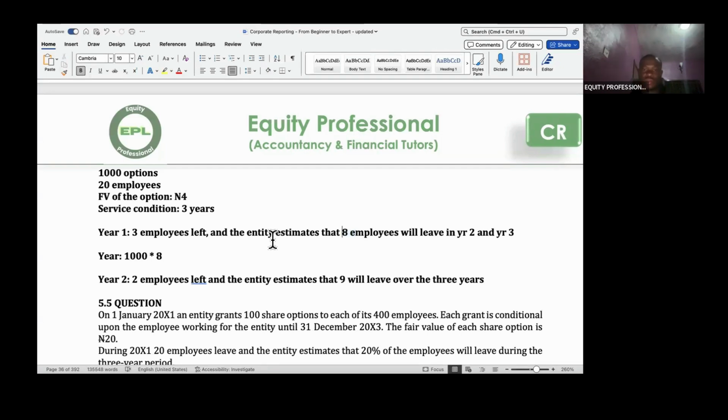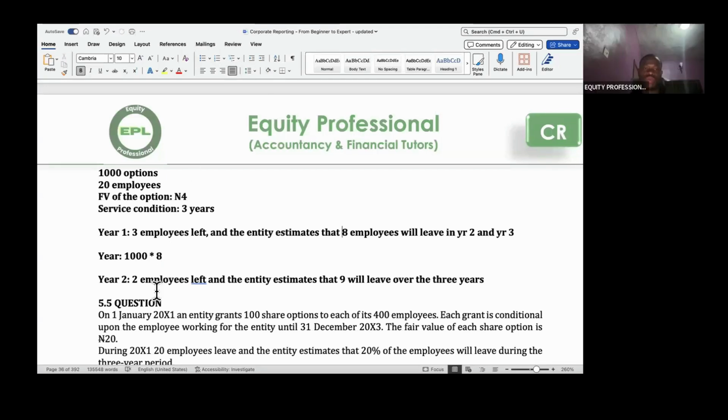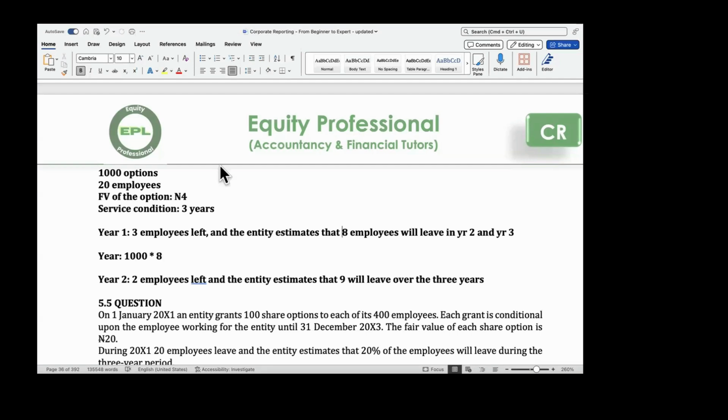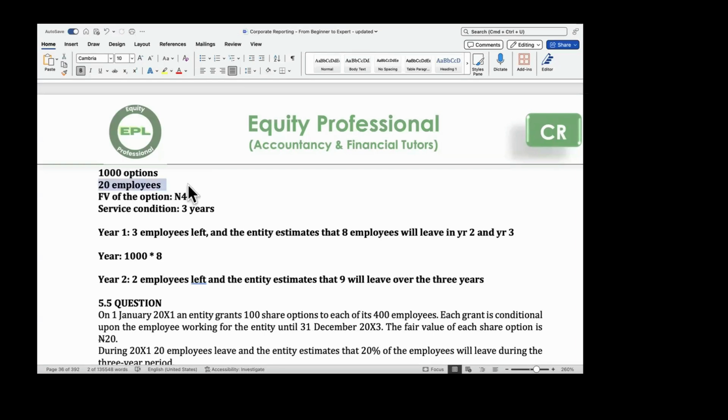Okay, Abidemi, did you get that? Yes. Okay. Thank you. So we then went to year 2. Sorry, sir, do we have a threshold? Like the last one you just said, you said 11 will leave in total. Out of how many? 20. We have 20 employees. Okay, I get it.